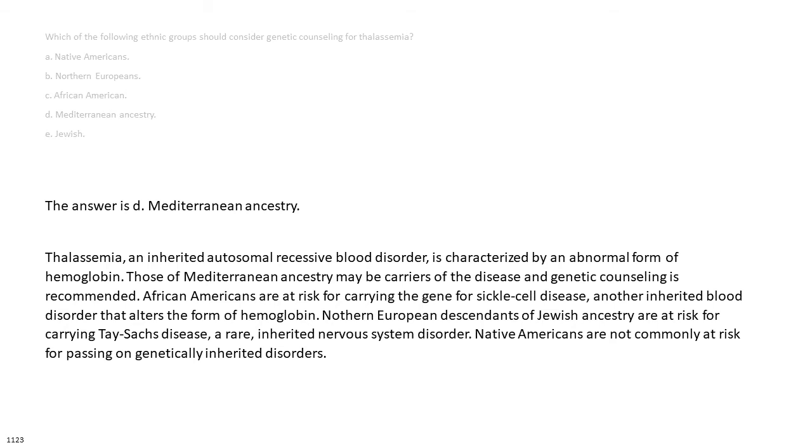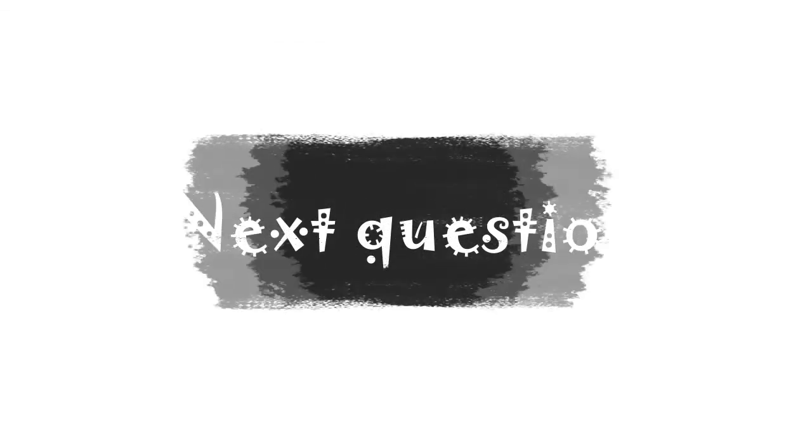African Americans are at risk for carrying the gene for sickle cell disease, another inherited blood disorder that alters the form of hemoglobin. Northern European descendants of Jewish ancestry are at risk for carrying Tay-Sachs disease, a rare, inherited nervous system disorder. Native Americans are not commonly at risk for passing on genetically inherited disorders.